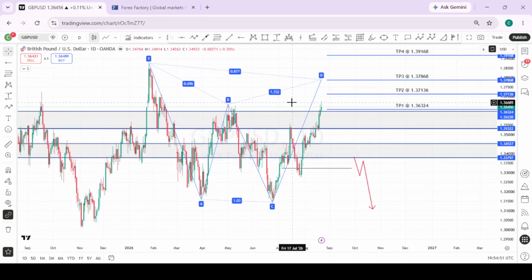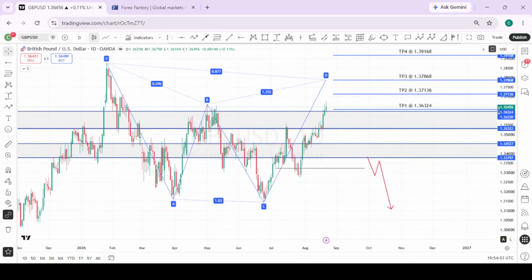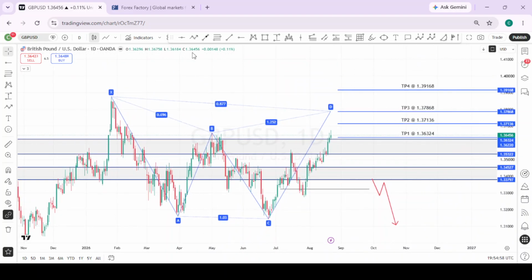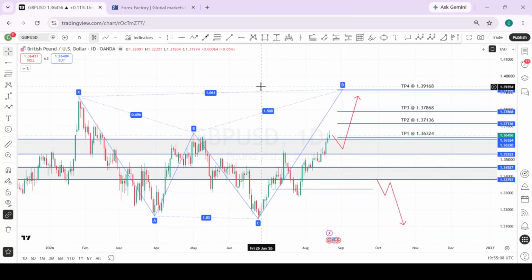So this is GBPUSD, and for GBPUSD, it's also extremely bullish now. So going into next week, all we're looking forward to is a possible pullback into this area of interest. Then we look for buying opportunities to the upside. So we are very bullish on GBPUSD also for the coming week.